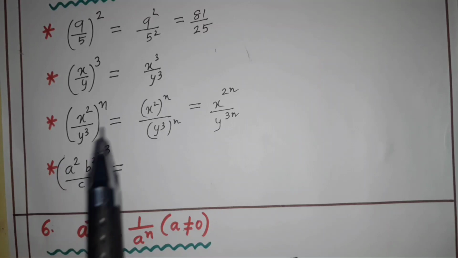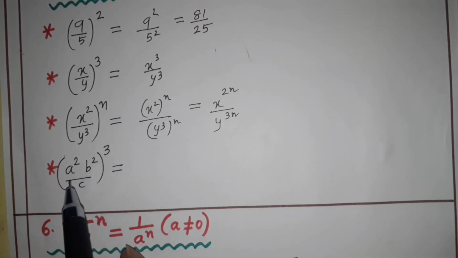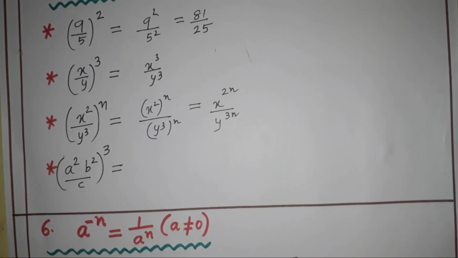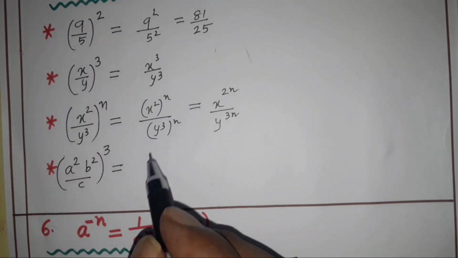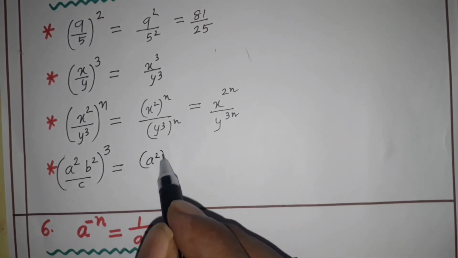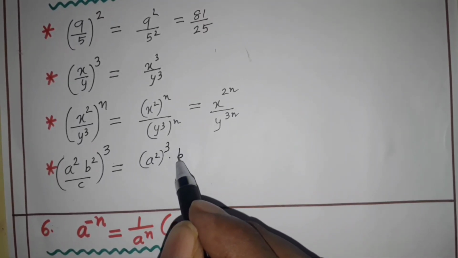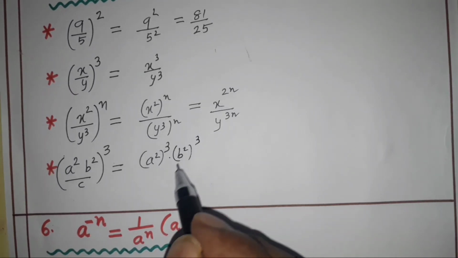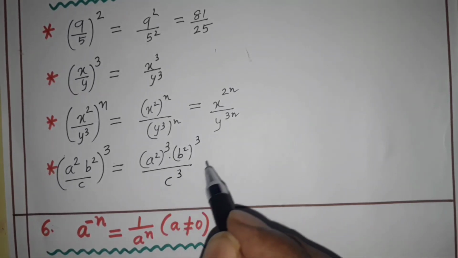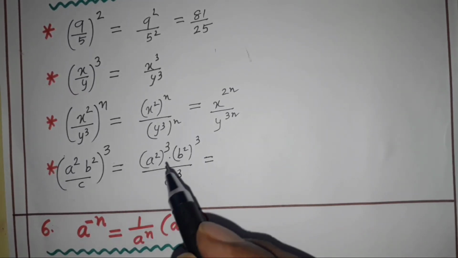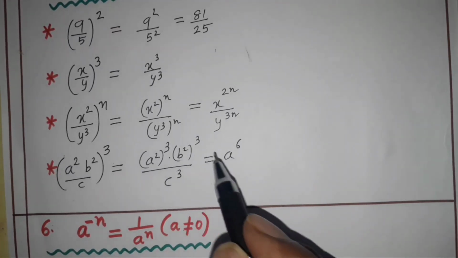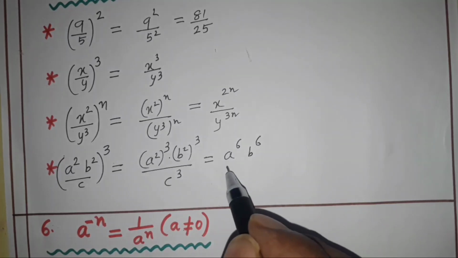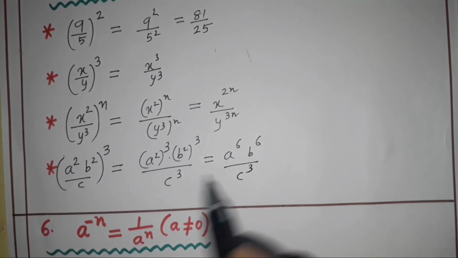One more example. (a square b square) whole cube by c. It is miscellaneous. Many laws we can apply here. First of all, you write this whole cube for everything. (a square) whole cube into (b square) whole cube by c cube. That equals, (a square) whole cube is a to the power of 6. (b square) whole cube is b to the power of 6 by c cube.